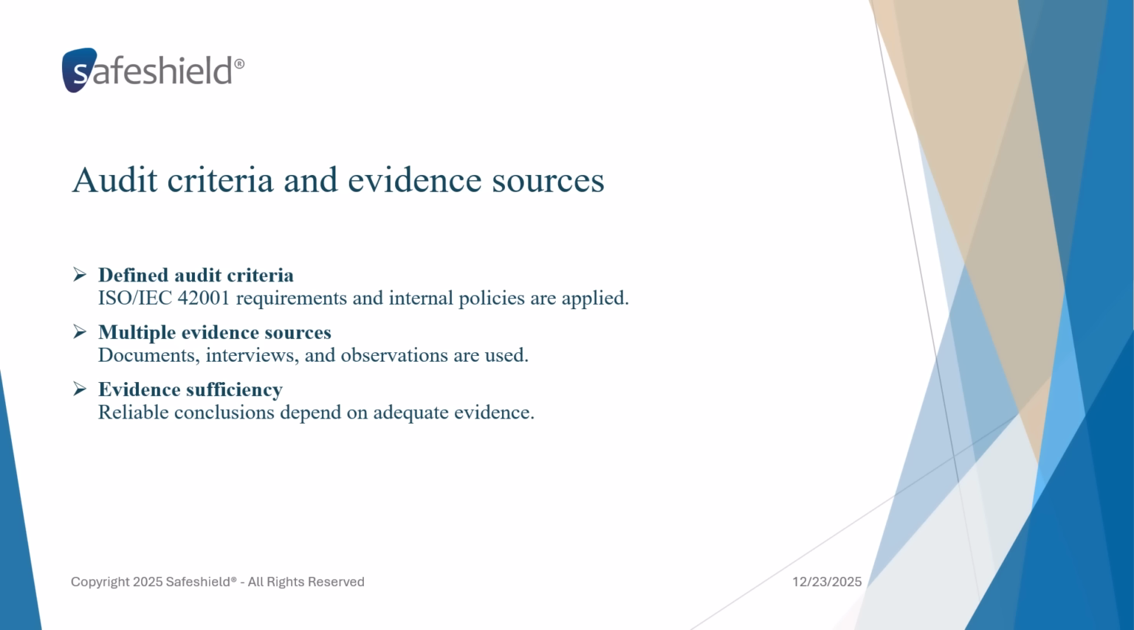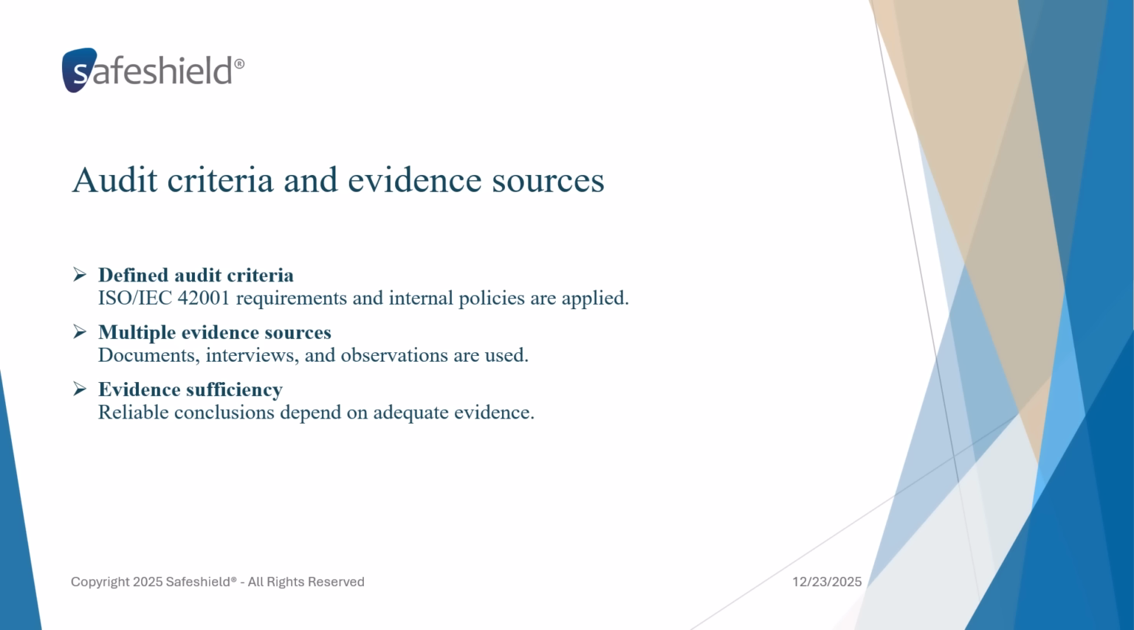Evidence sources must be sufficient, relevant, and reliable. Common sources include documented information, records, interviews, and observation of activities. Effective audits rely on triangulation, meaning that conclusions are supported by multiple types of evidence rather than single statements or documents. For example, a documented procedure should be supported by records showing it is followed and by interviews confirming understanding.